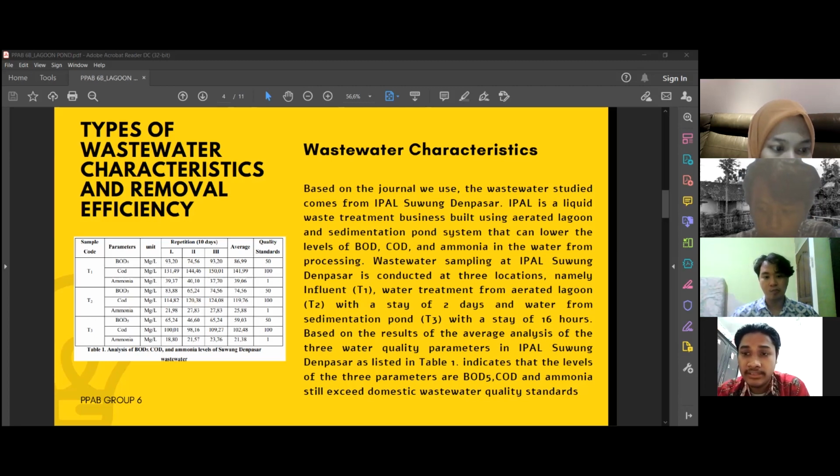Based on the result of the average analysis of the 3 water quality parameters in IPAL Sungai Denpasar, as listed in table 1, the levels of the 3 parameters, BOD5, COD, and ammonia, still exceed the domestic wastewater quality standard.